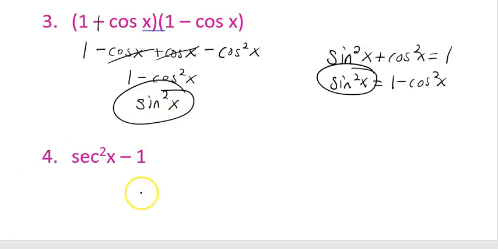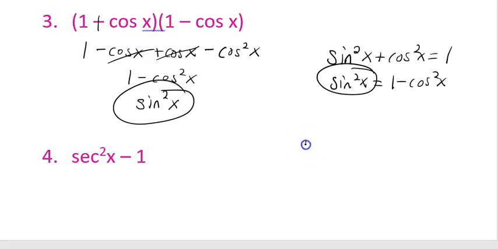Now we're looking at number 4. We have secant squared minus 1. And always the first thing you need to do is look, is this an identity or a version of the identity? So pause, take a moment, look at those identities, and decide, is it something that I already know?